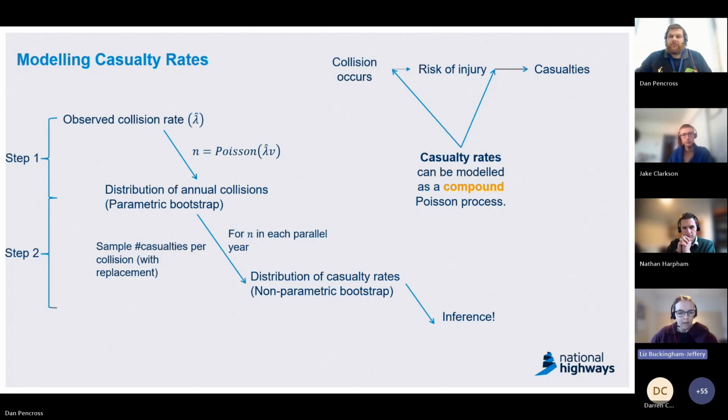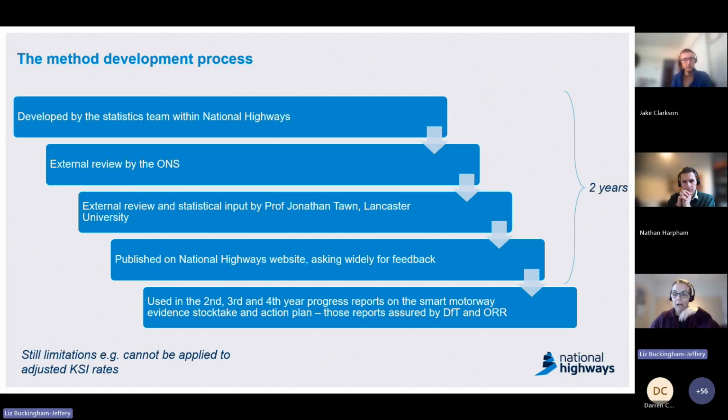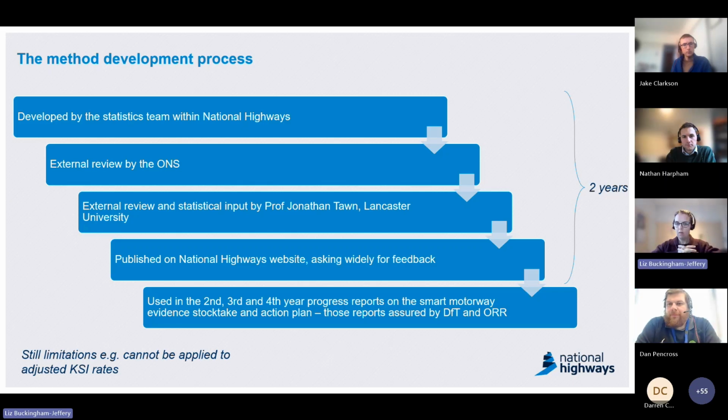Thanks, Dan. So hopefully now you've all got some understanding of the statistical work that we did. From noticing that casualties are not independent, we investigated how we could model casualties without deviating from the accepted and widely used Poisson process method for collisions. That led us to this compound Poisson process, and then we've used that to think about developing confidence intervals on casualty rates.